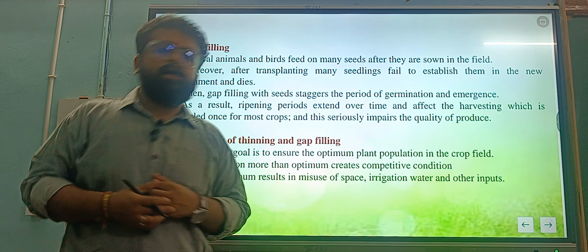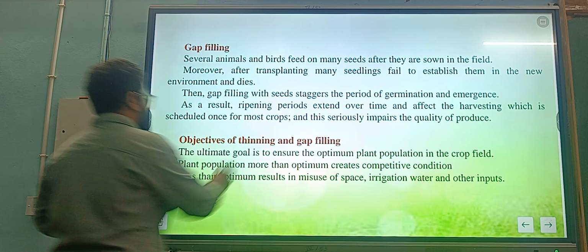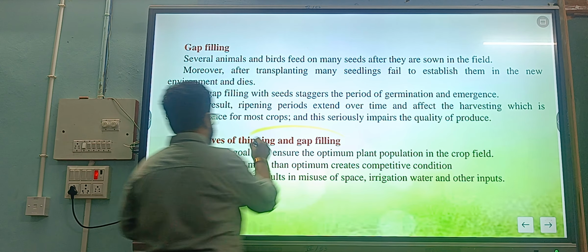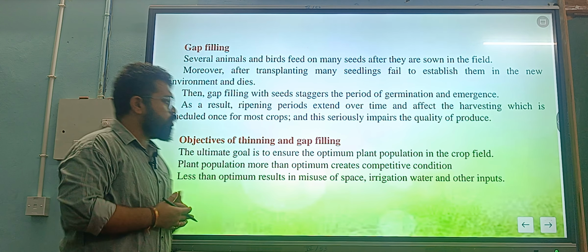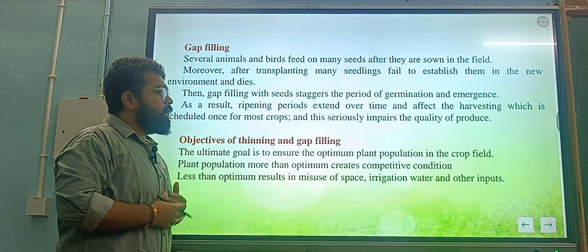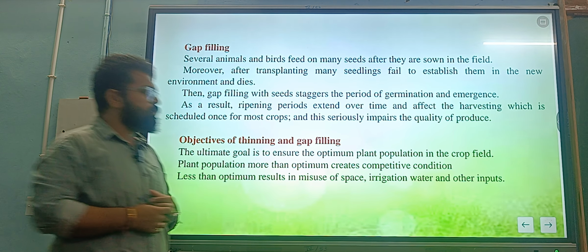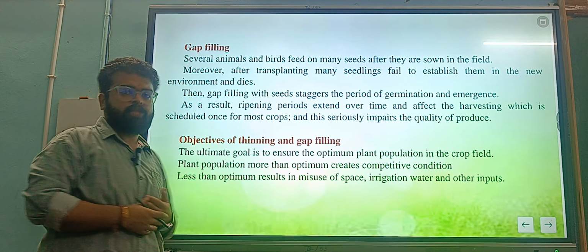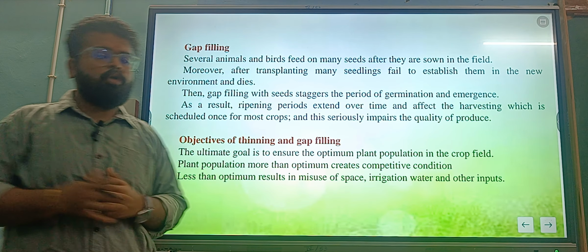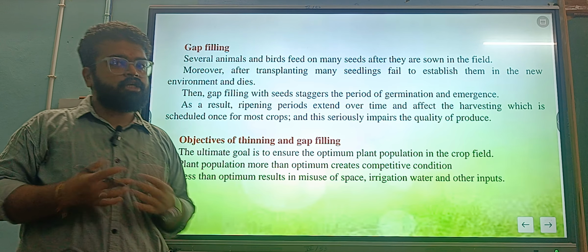The objective of thinning and gap filling is that the ultimate goal is to ensure optimum plant population. Plant population more than optimum creates competitive conditions, and less than optimum results in less use of space, irrigation, water and other inputs. So this is all about sowing and objectives of sowing.